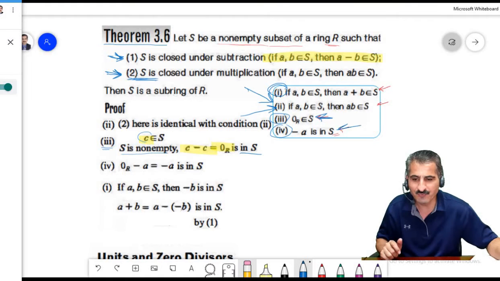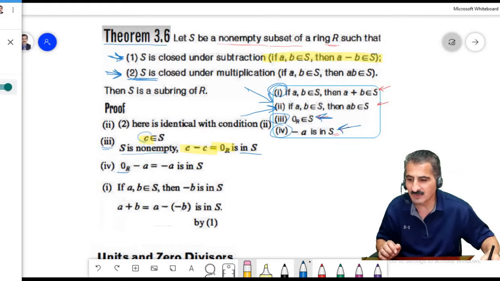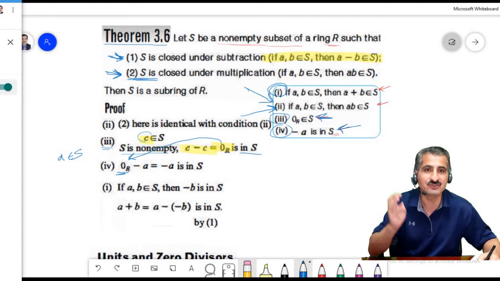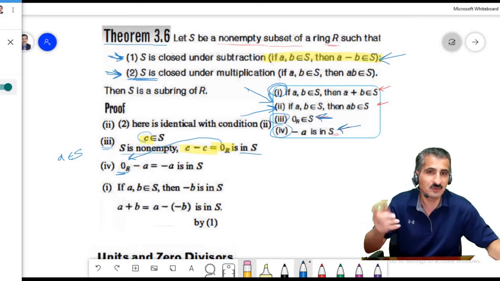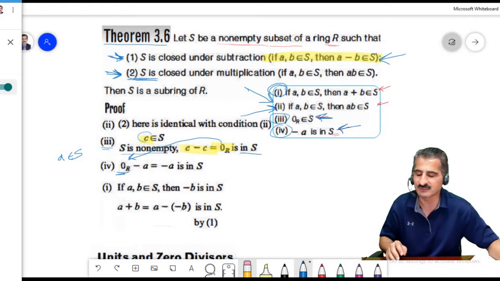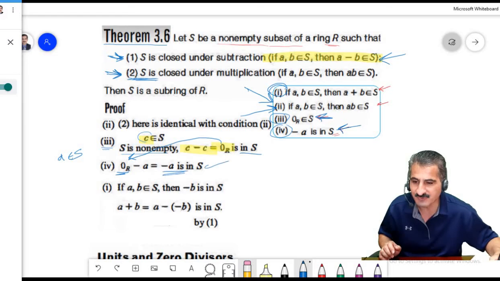Now to prove 4, given an element A in S, we want to show that negative A is in S also. Now we have proved 0 is in S from here, right? And we are assuming that A is an element in S. So we have 0 and A as elements in S. Now we use part 1, which is given here, which says their subtraction also must be in S. So 0 minus A must be in S, and we know that it is the inverse of A, so we got part 4.